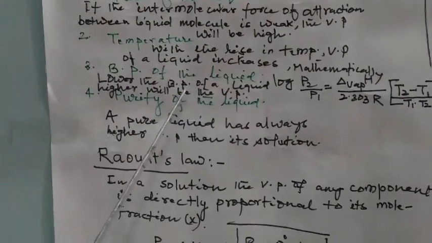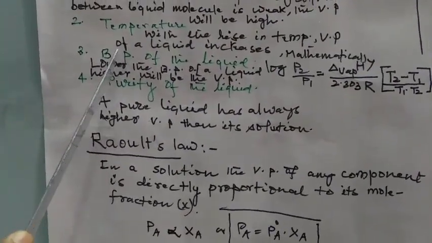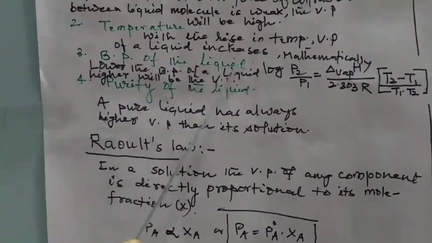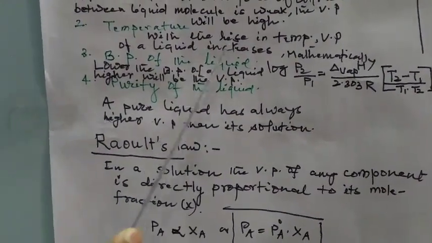And the third factor which affects the vapor pressure is the boiling point of the liquid. A liquid having a low boiling point means the liquid is more volatile. That also means that it has more tendency to form vapor. So obviously, a liquid with a lower boiling point will have greater vapor pressure.